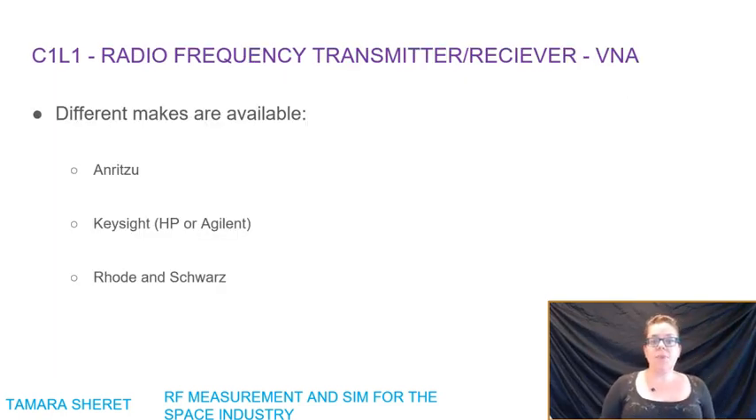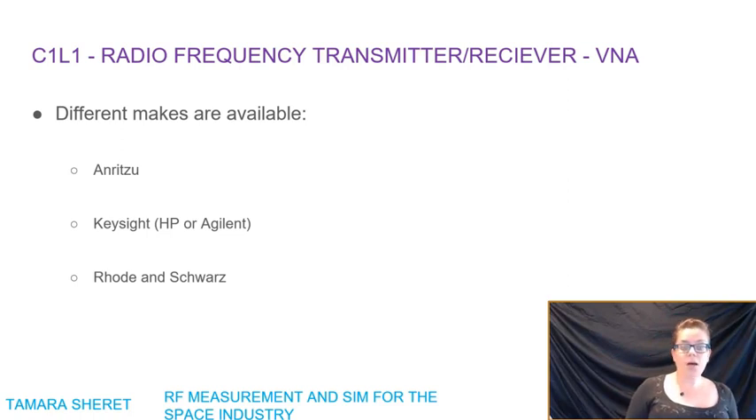There's lots of different makes of network analyzers. Anritsu, Keysight, or depending on how old the equipment is, it could be an HP, it could be an Agilent. It's all the same thing. It's the same company that's been taken over multiple times, or Rohde & Schwarz. They're all really good. They have slightly different interfaces, slightly different key features. It makes no difference. It will probably be down to just what your company normally uses.